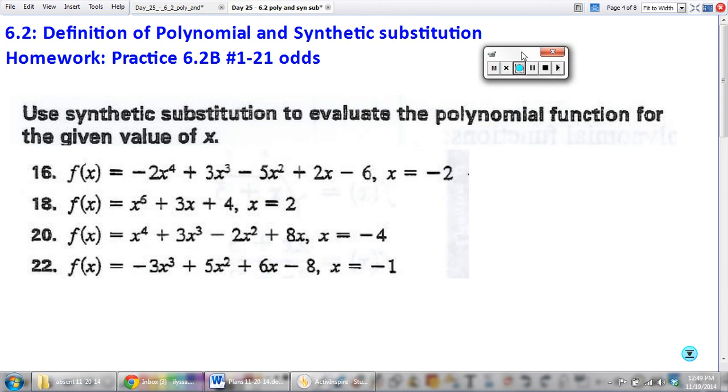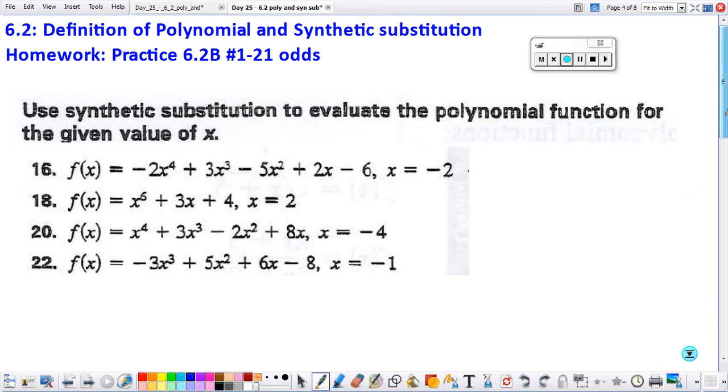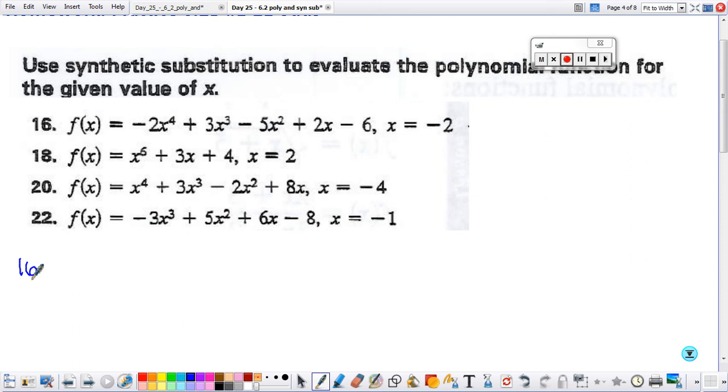So we're going to do 16, 18, 20, and 22. I'm going to start with 16. So watch and listen very carefully at how this works for synthetic substitution. I'm going to take this x value and put it in the corner with a little box. Then I take all of the coefficients of my terms, but I have to make sure that it's every single value of x. So notice how here in 18 we're missing x to the 5th, x to the 4th. So the 18 is going to be special.